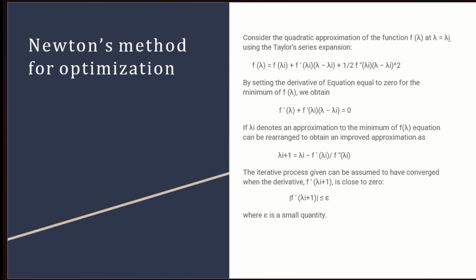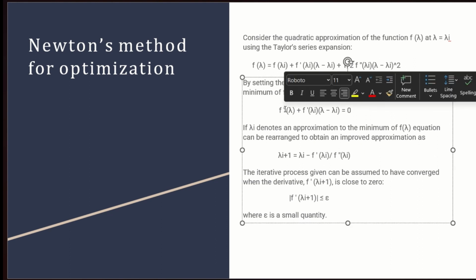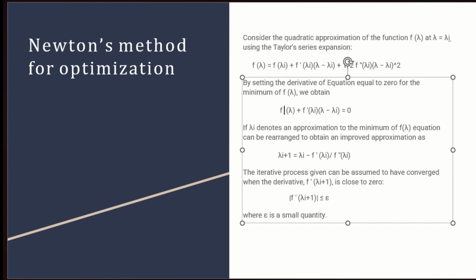So let's set f dash of lambda, f dash of lambda i plus f double dash of lambda i into lambda minus lambda i is equal to 0. Here we are ignoring the higher derivative terms, as the error should be very small. So lambda minus lambda i would be quite small compared to f dash of lambda. Now, as I have explained here, the improved approximation is lambda i plus 1 is equal to lambda i minus f dash of lambda i divided by f double dash of lambda i.